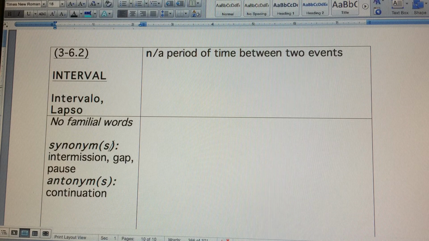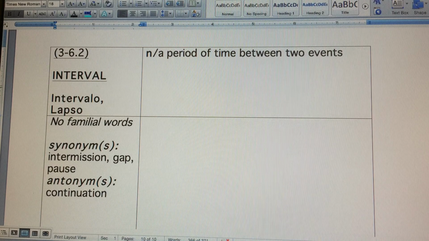And we give you the definition. It's a period of time between two events. So you have to think about two events and the time that's in between them. And that's your interval. So what's the interval between this birthday and your next birthday?